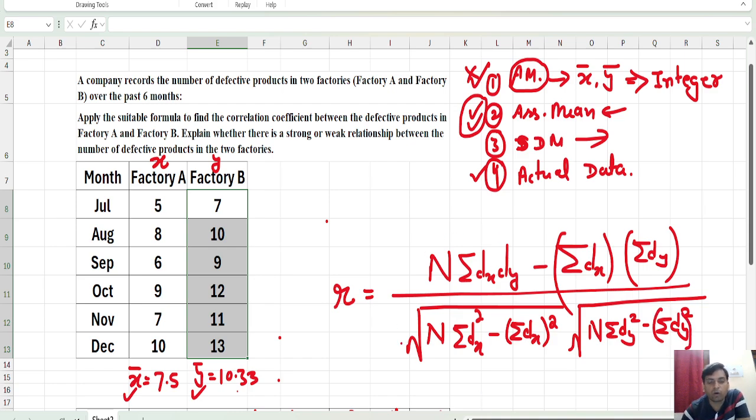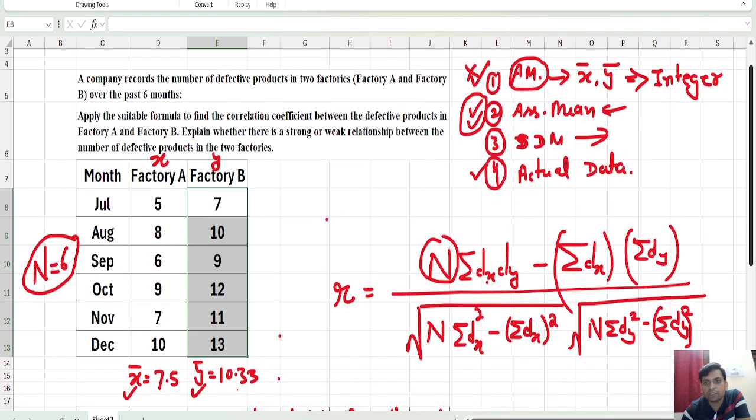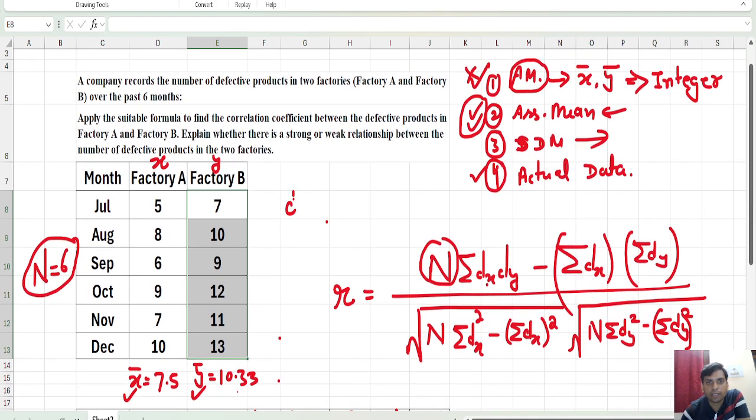So we need to find all these things. So first thing is n. What is n? n is the number of pairs of observations. So there are 6 pairs, that's why n equals 6. And now you need to find dx and dy. So what is dx and dy? dx equals x minus A, that is assumed mean from the x series, and dy equals y minus B, that is assumed mean from the y series. So first we will select A.